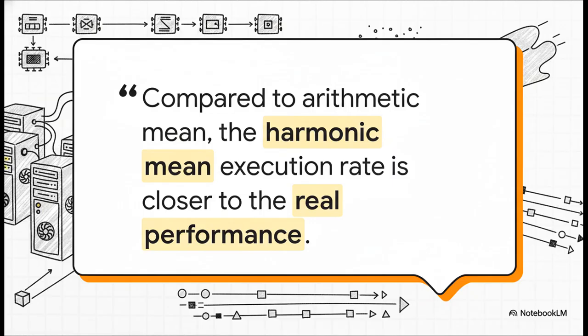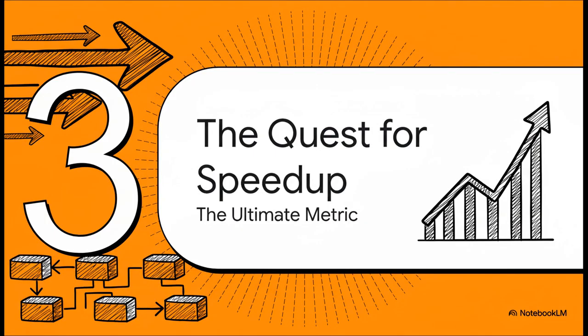So, here's the bottom line. When we're talking about the average performance of a computer that's juggling all sorts of different tasks at different speeds, the harmonic mean is the one that tells the true story. It's the one that's actually connected to how long you have to sit there and wait for the computer to finish. All right, now that we know how to measure things properly, let's talk about the real prize.